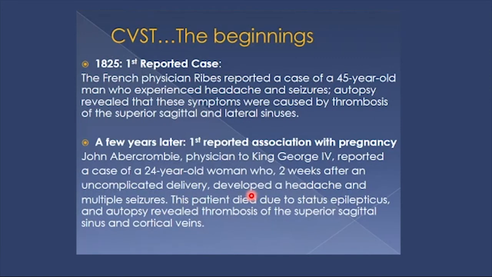The first reported case of CVST was in 1925 by a French physician called Ribes. He reported a 45-year-old patient who came with headaches and seizures, and on subsequent autopsy they noted thrombosis of the superior sagittal and lateral sinuses.